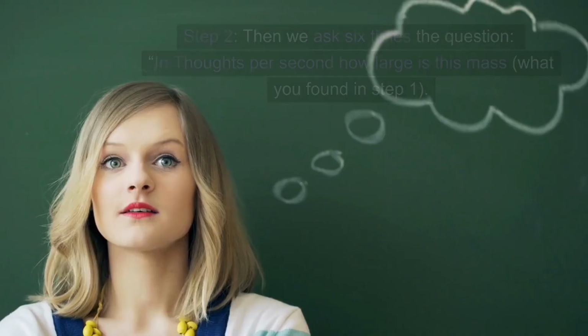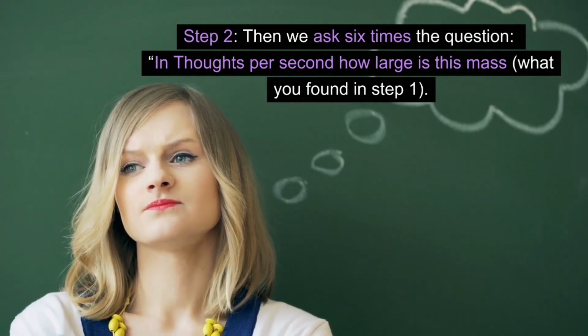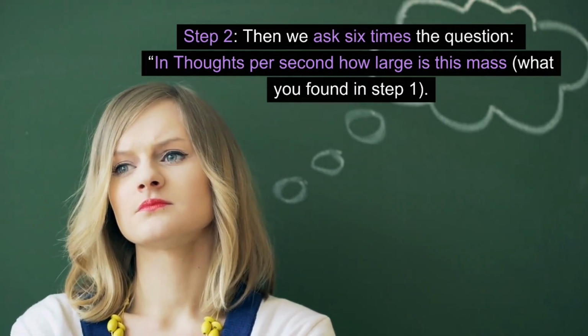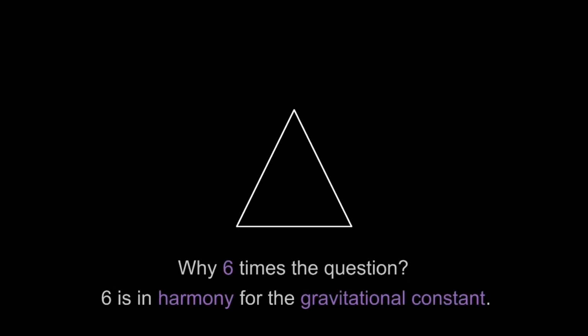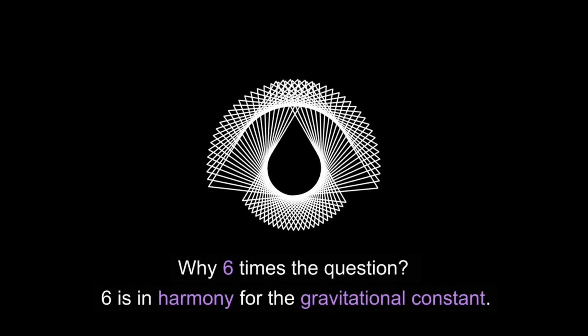Step 2. Then we ask 6 times the question: In thoughts per second, how large is this mass? What you found in step 1. Why 6 times the question? 6 is in harmony with the gravitational constant.